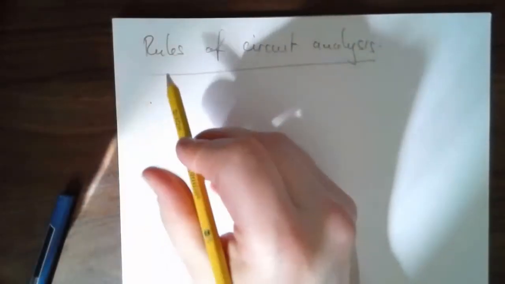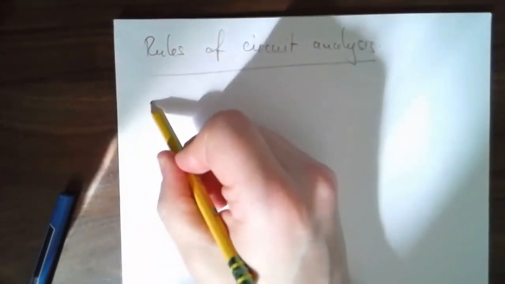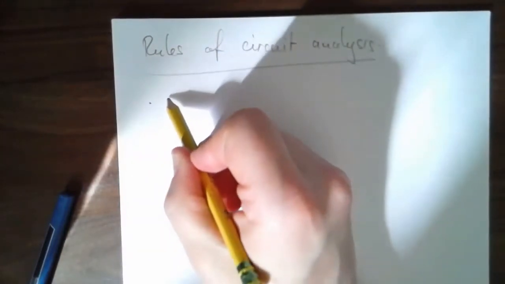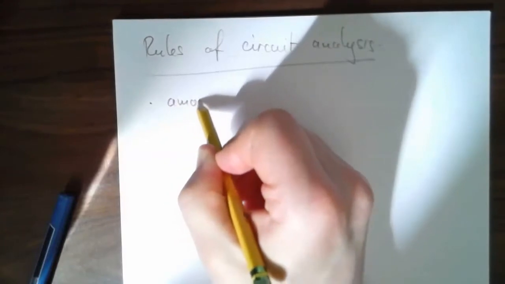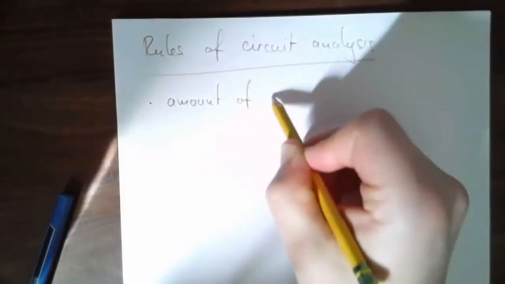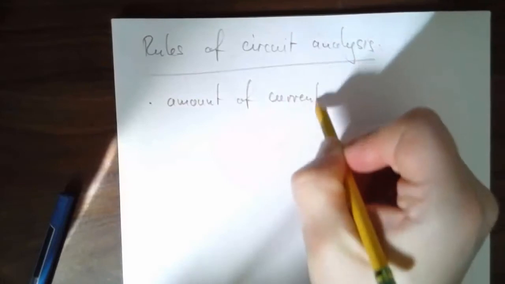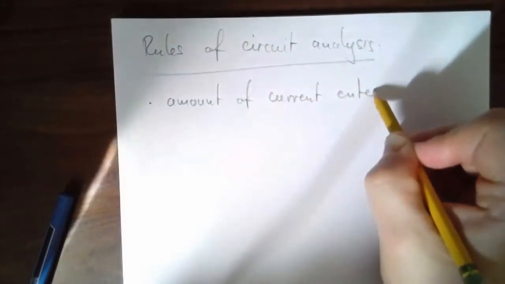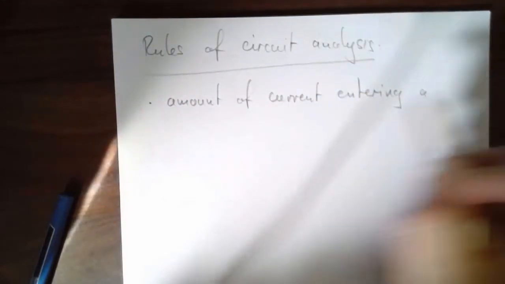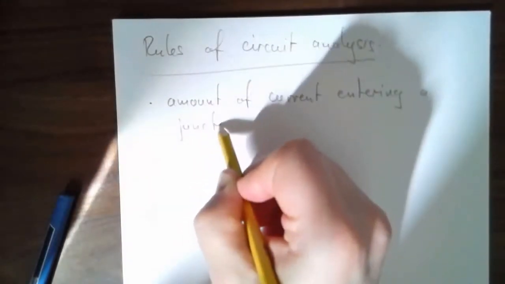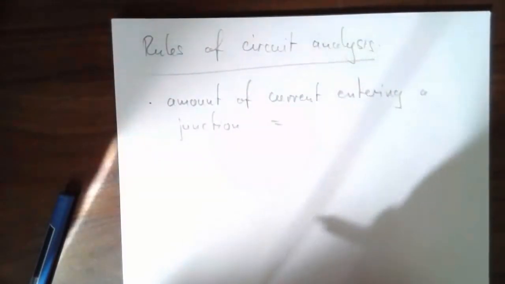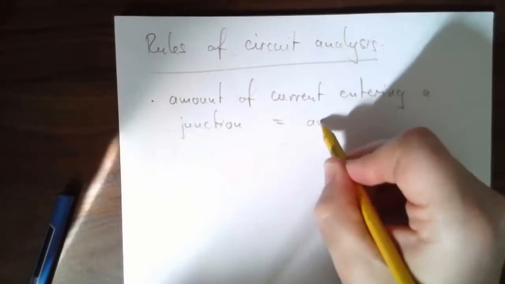The first one is the charges, the amount of current entering a junction is equal to the amount of current leaving it.